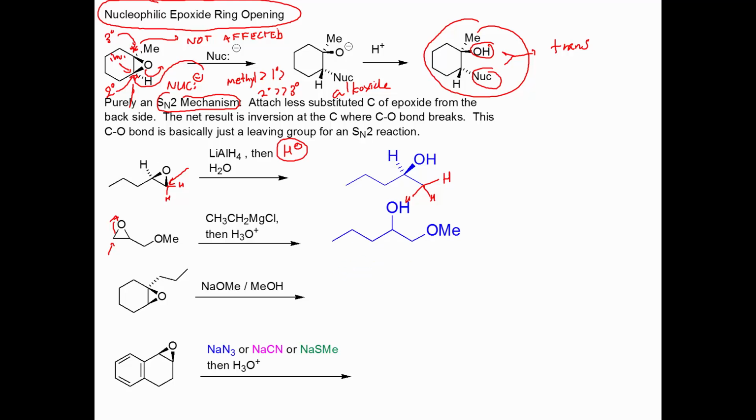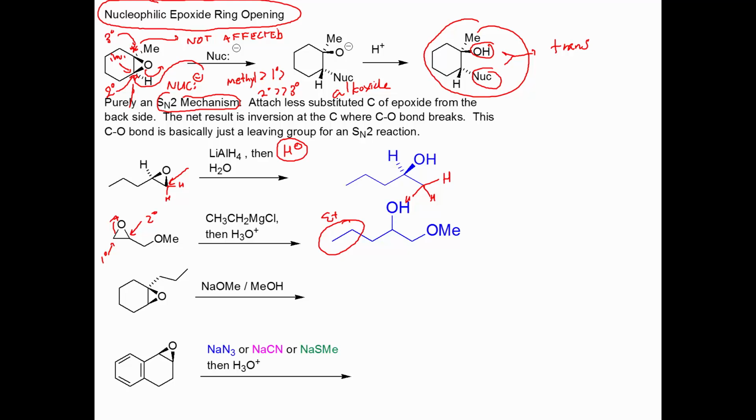Okay, here we have the methoxide. Sorry, no, the ethyl group added to the epoxide. There's our ethyl right there, and it ends up producing the compound shown here. And again, the carbon I have drawn the arrow to is primary, that carbon is secondary, so we're going to attack the primary carbon.